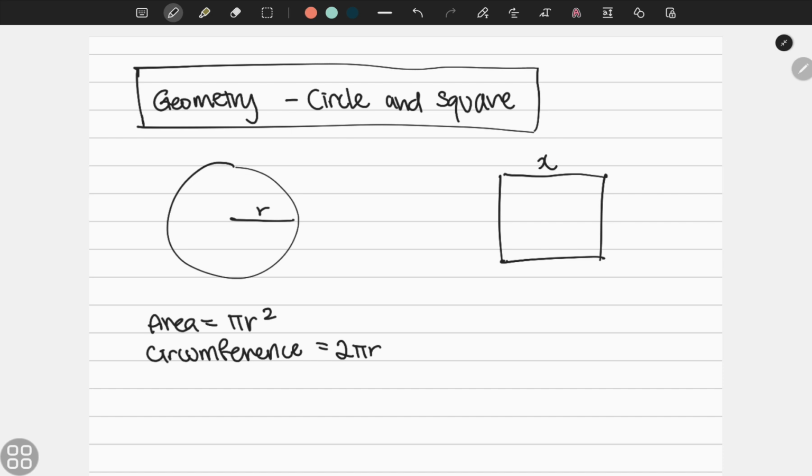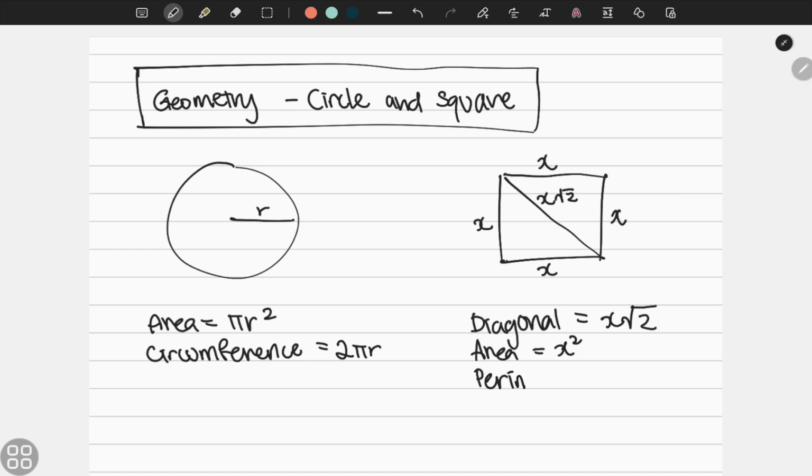As for a square, we usually have the length x, and we also know that this length is the same on four sides. We can also split it up using a diagonal into two triangles, and the length of this diagonal is actually x square root 2. For this, we can use Pythagoras theorem. So of course the area would be just x squared, and the total perimeter is just 4 times x.